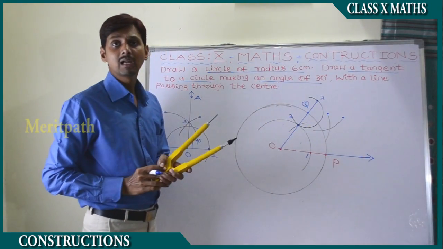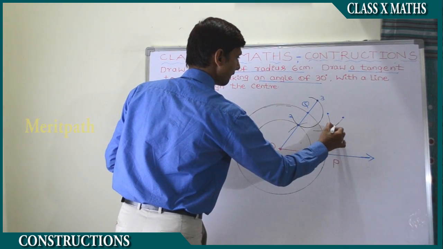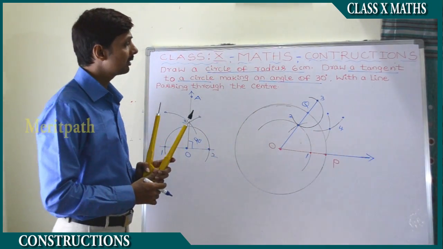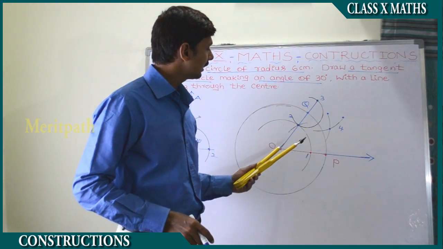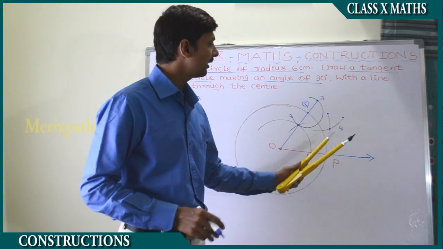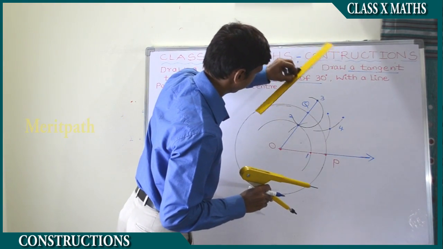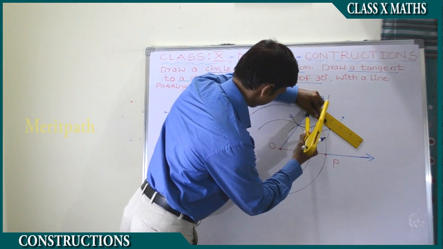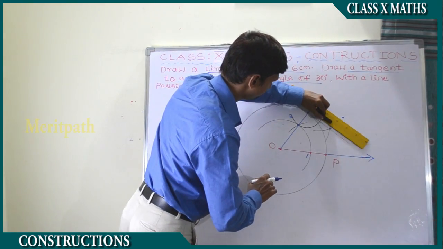We made 2 arcs and the 2 are intersecting at one point. Let's take the name as 4. This one we have taken as 4. So let's observe that point Q and 4 and OQ are perpendicular. So let's join that Q and 4 using the ruler. Let's join Q and 4.